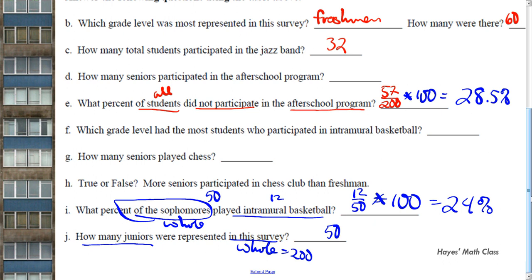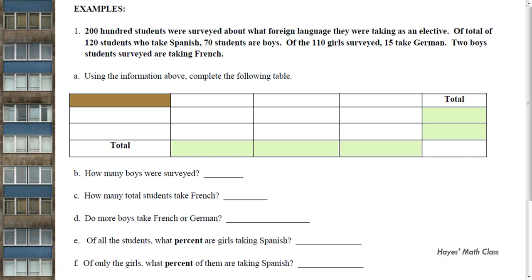So the first example on the new worksheet that you guys are going to go work through, I want to go through 2 more examples and then you guys can get started on some homework. 200 students were surveyed about what foreign language they were taking as an elective. Of the total of 120 students who take Spanish, 70 were boys. Of the 110 students surveyed, 15 take German. 2 boys surveyed are taking French.